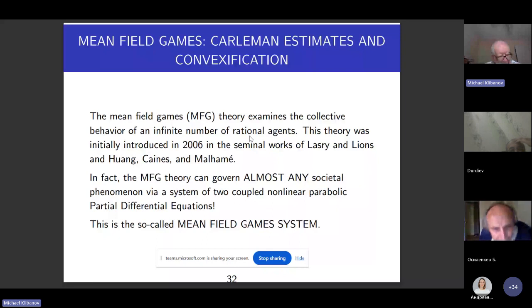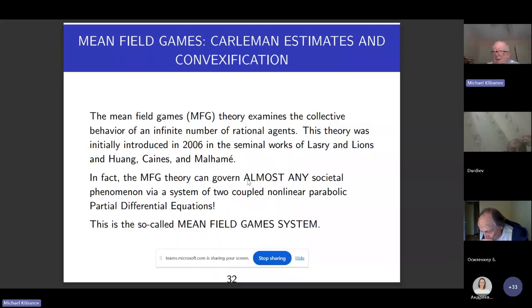I got involved in mean field games when I was amazed by one work in December 2022. Mean field games was invented by great French mathematicians, Lasry and Lions, as well as great Canadian engineers, Huang, Caines, and Malhamé. What is really amazing in this theory is that it can describe almost any societal phenomenon. All of us know how many words people use in the newspapers and in social media to describe some social events, blah, blah, blah.